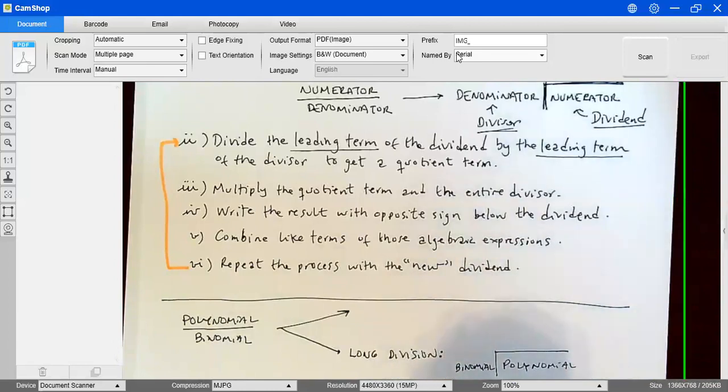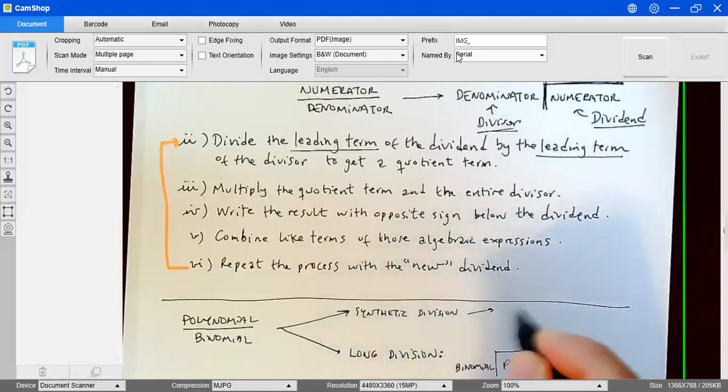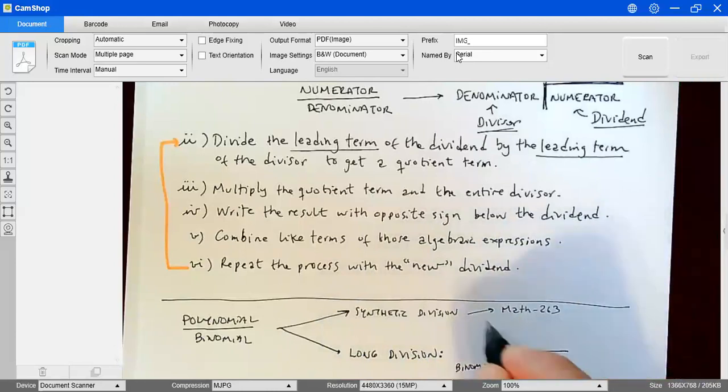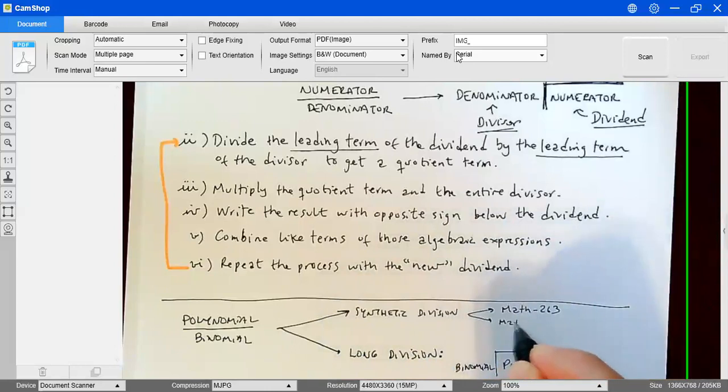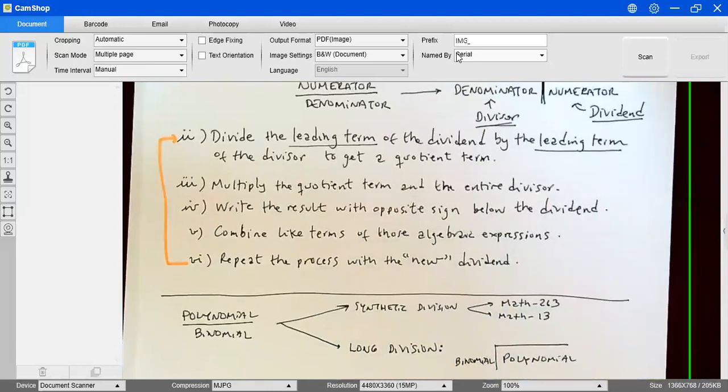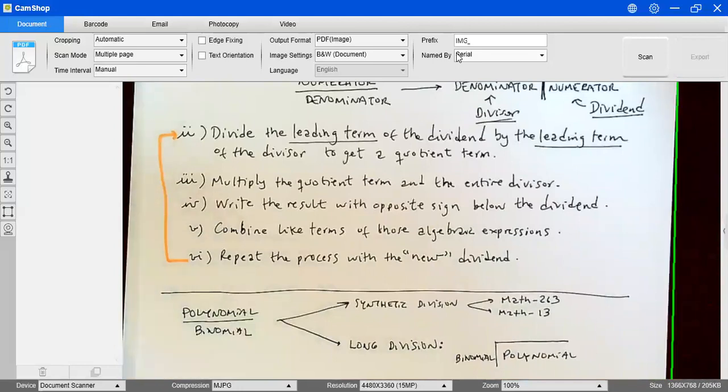There is another method that is faster than this method. That method is synthetic division. You're going to learn about this in Math 263 or Math 13. If you take those courses, you're going to learn how to divide a polynomial by a binomial faster. So I'm going to start with example 2.